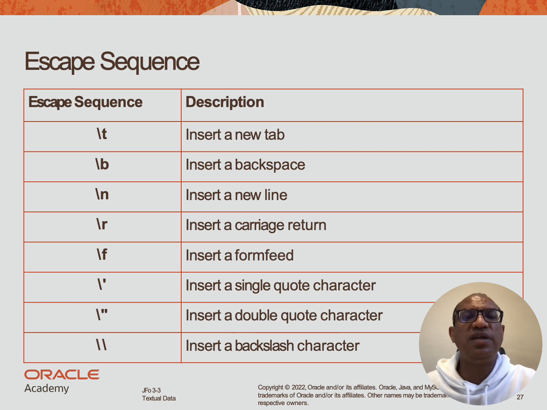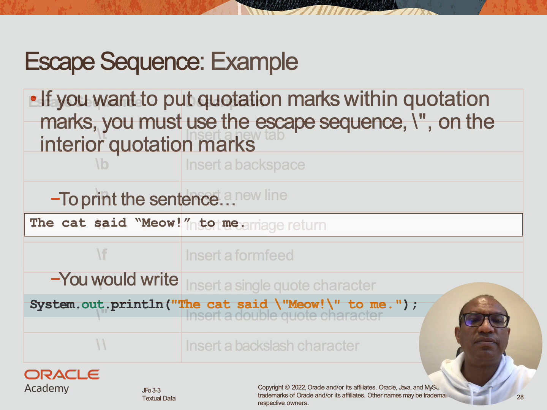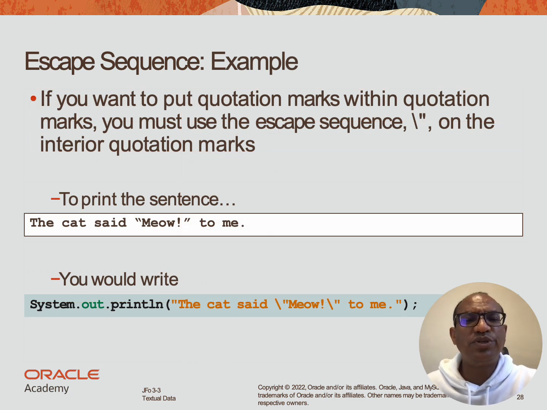Here are some common escape sequences: \t for a tab, \n for a new line, and \\ for a backslash. To print quotation marks inside a string, use \ followed by a double quotation. For example, System.out.println, in parentheses, double quotation, The cat said \"meow\", closing parentheses.